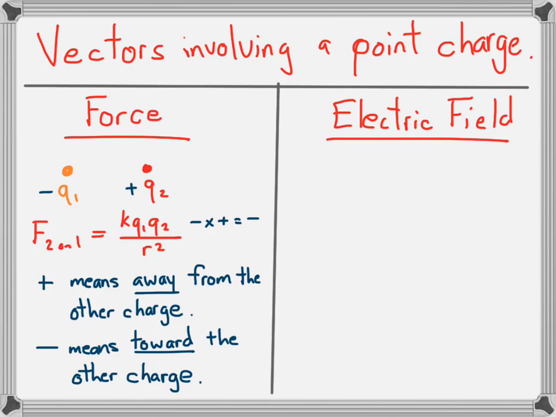So in this case, Q1 is being pushed toward Q2. So that would be the direction of the force. If we put Q1 on the other side, then we would actually point our vector toward the left, because that left direction happens to be the direction toward the other charge.